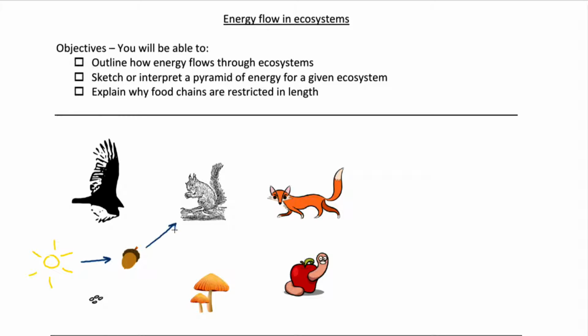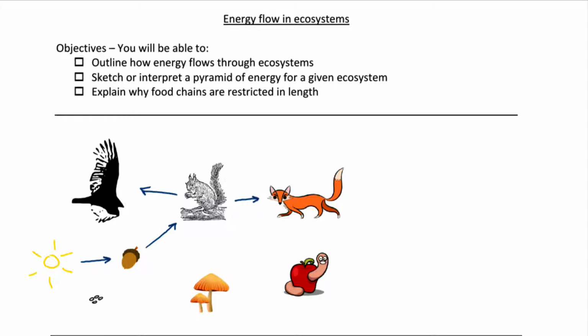Then when a squirrel eats this acorn, it takes in that energy, and now it can use that energy to build its own body and to perform work, to do the things it needs to in its own life. Similarly, when a fox or a hawk eat the squirrel, they then take in the energy in the squirrel's flesh and use it to perform work or to grow their own bodies. Now, not all of the energy gets transferred from one trophic level to the next.